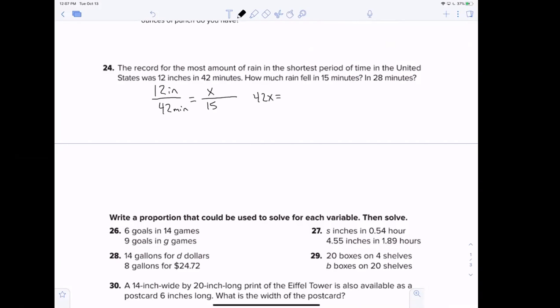And then we want x equals 12 times 15, divided by 42. Yep. So x would be 4 point, what's the round percent? 4.3. 4.3 what?